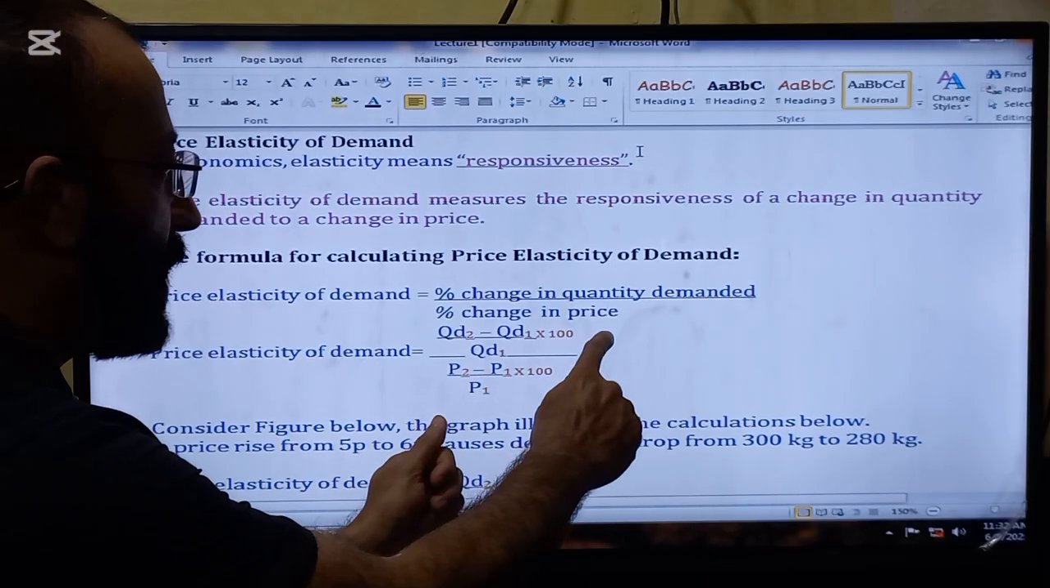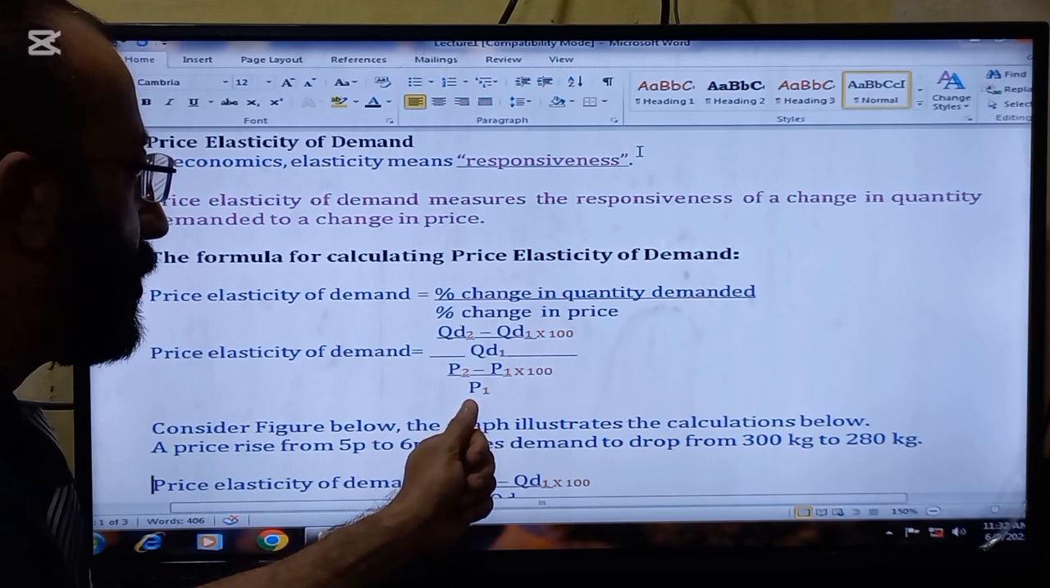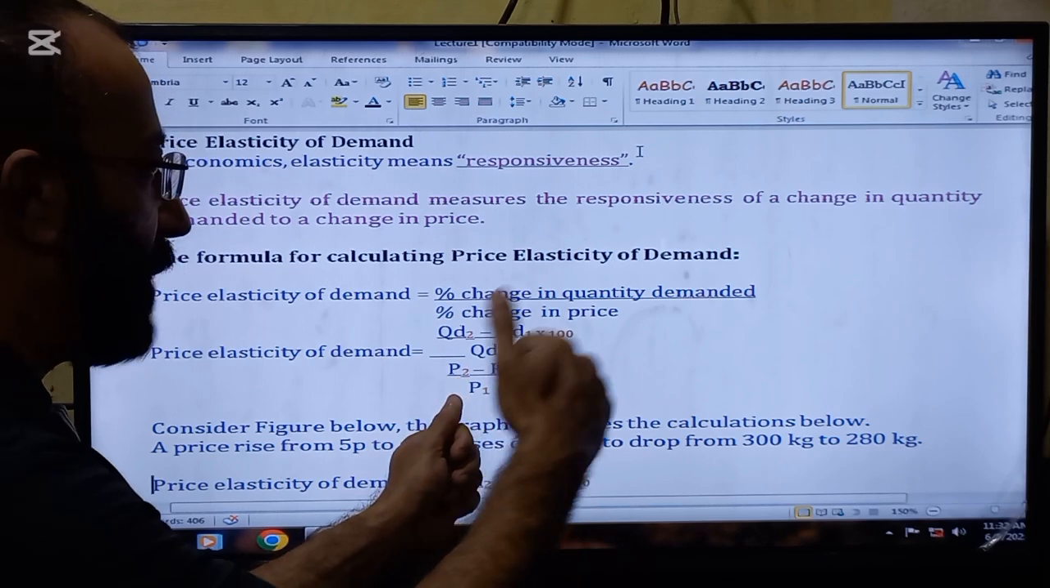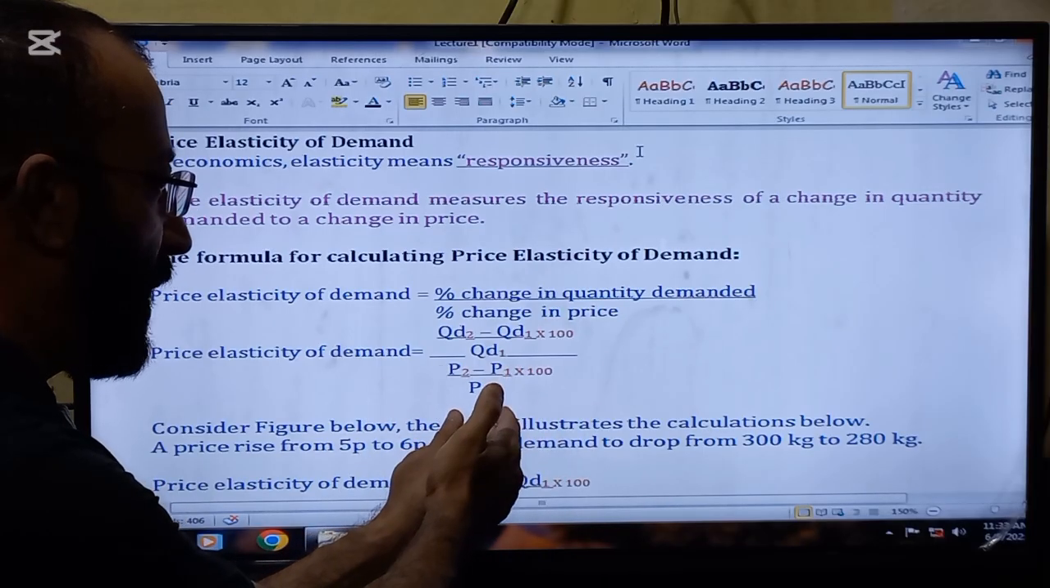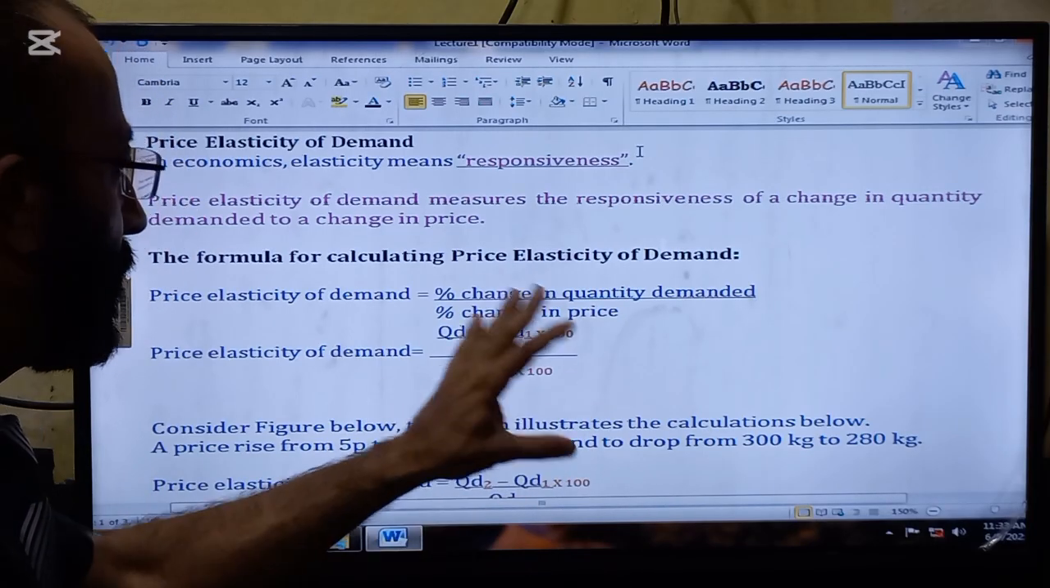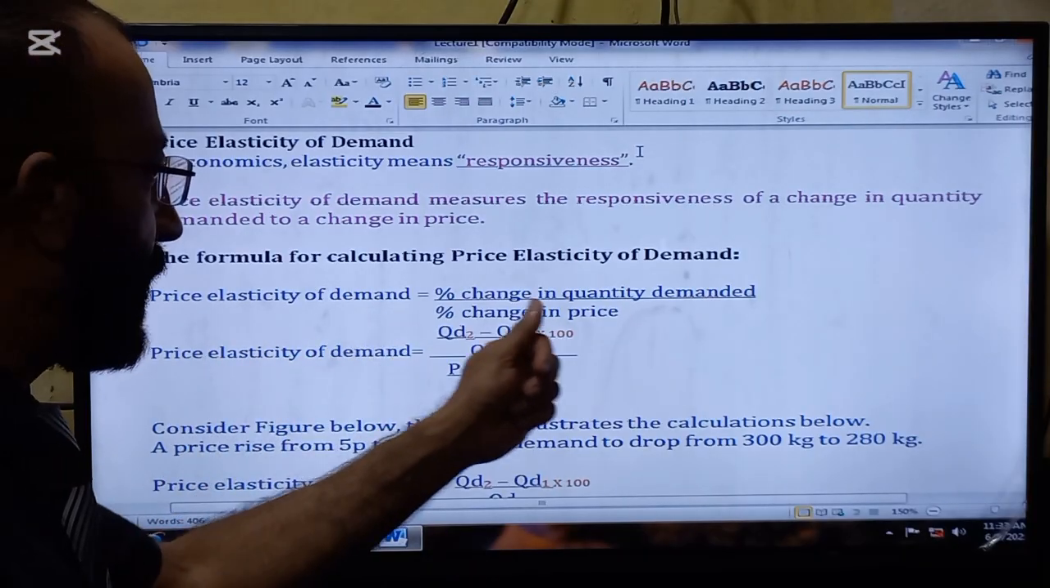Likewise, for the percentage change in price, the formula is P2 minus P1 over P1. So 1 stands for the original, 2 stands for the new. So the new price is P2, the original price was P1, multiplied by 100%. So this is the formula that will be used in calculating price elasticity of demand.